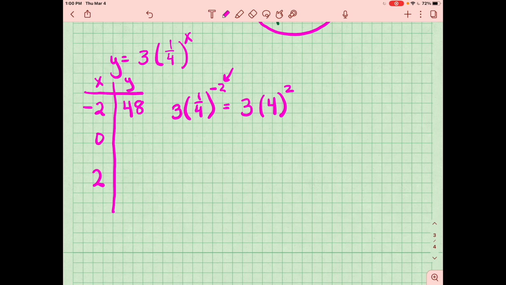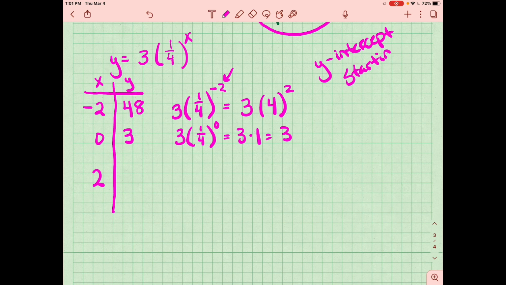And then for 0, I'm going to have 3 times 1/4 to the 0. 1/4 to the 0 is 1, so the answer is 3. So the y-intercept is still the starting amount, just like it was with linear equations. So that's going to answer the question about the y-intercept. And then let's see, 3 times 1/4 squared.